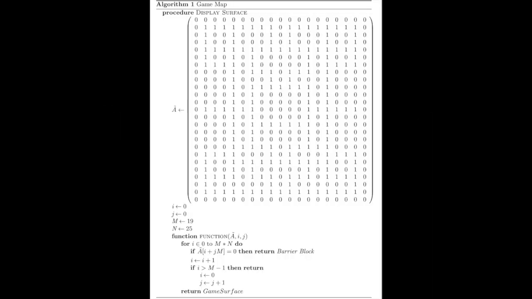Okay, so the first algorithm that we used was for the game map. So you can see here that the zeros represent places where Pac-Man cannot go, and the ones represent places where he can go. And what we used was a simple if statement that placed blocks depending on if there was a 0 there or a 1 there in the map.